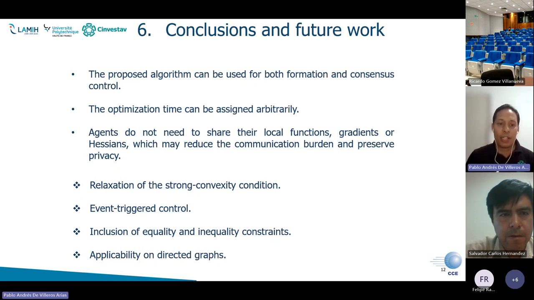For future work, we are planning on relaxing the strongly convex condition, applying event triggering control to include equality and inequality constraints, and the applicability on directed graphs.